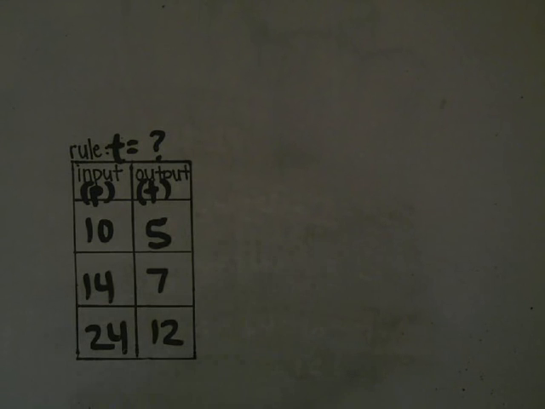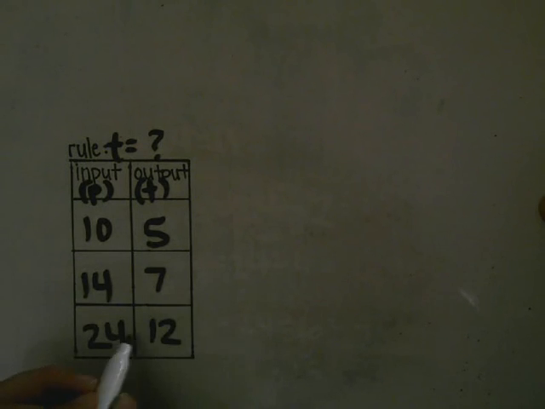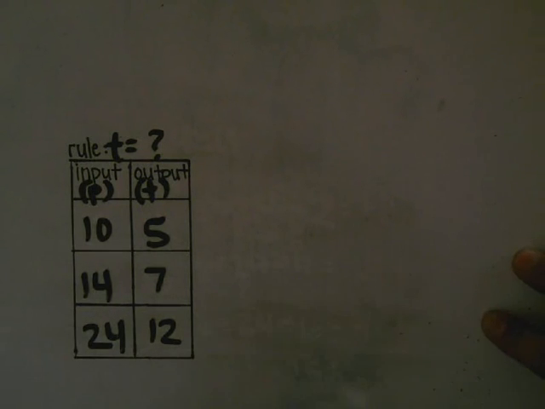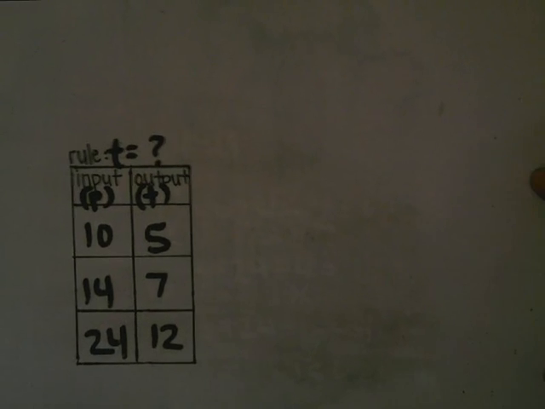So I study each set of numbers and realize that they do not each have a common number that can be subtracted. So this one, 10 minus what equals 5, that would be 5. 14 minus what equals 7, that would be 7. And 24 minus what equals 12, that would be 12. So they don't have a common number in there. So now I have to think in terms of division. I realize that the first input number, 10, can be divided by 2 to get the output value of 5.